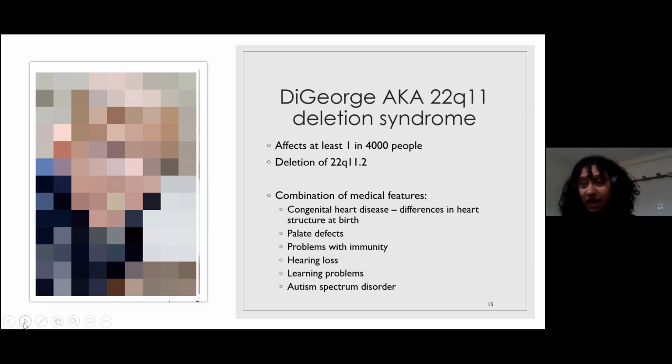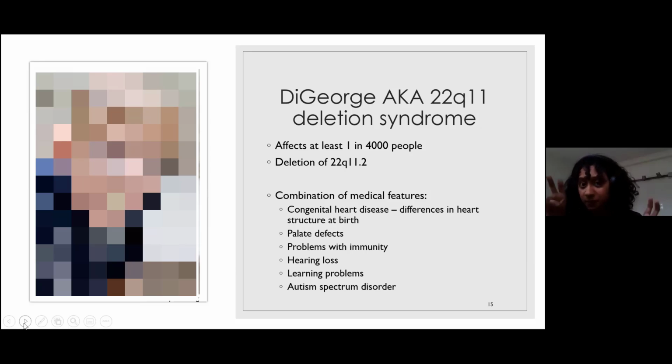So these children usually have congenital heart disease. That means a difference in the heart structure at birth. Typical folks have 4 chambers in the heart, with certain blood vessels coming off of it and things like that. Children with 22q might have differences in that structure. They have defects in their palate. So they might have a cleft palate, where you can look in and see there's a hole in the roof of the mouth.